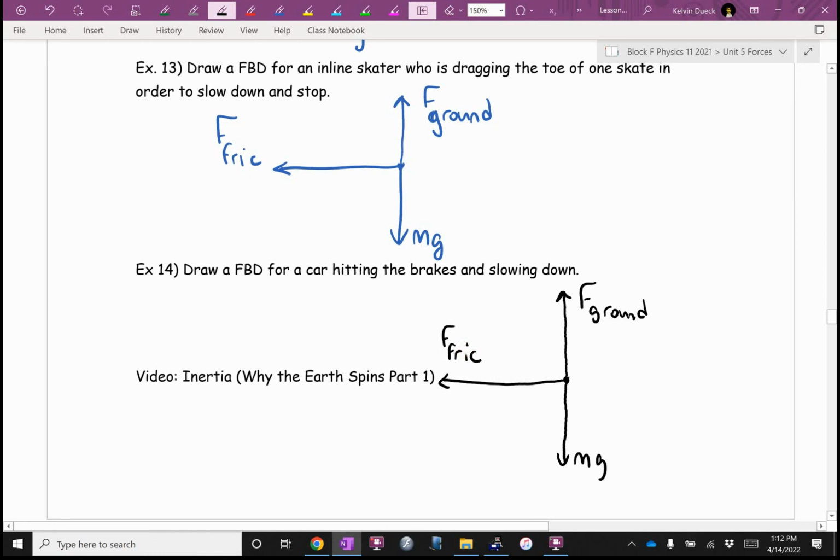Oh, and it's friction. You know how I know it's friction? Because cars can't stop on ice. If you're ever wondering if something is friction, just ask yourself, does it work on ice? No, friction. Guarantee.